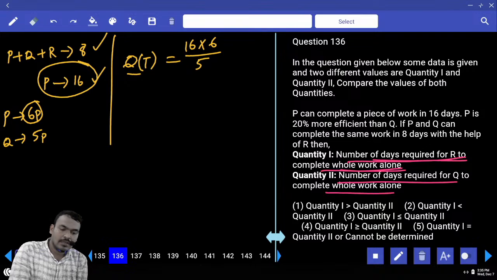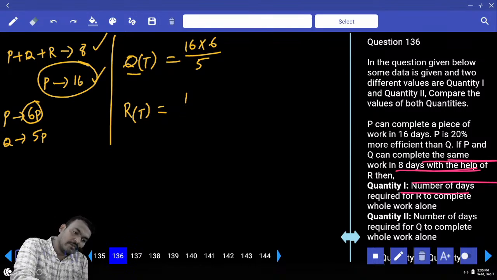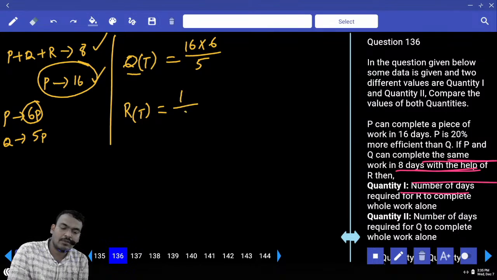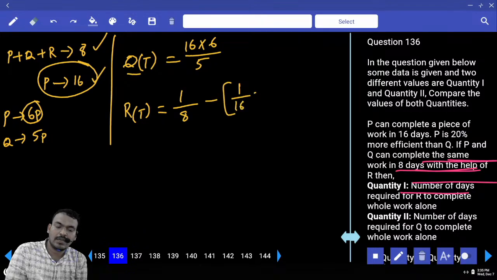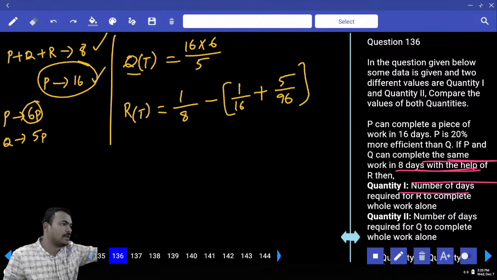We get which one's time? R time, or not? What is the 1 day work of P? 1 by 16. What is the 1 day work of P plus Q plus R? 1 by 8. What is the 1 day work of P? 1 by 16. What is the 1 day work of Q? 5 by 96. Yes or no? P plus Q plus R 1 day work 1 by 8. P 1 day work 1 by 16. Q 1 day work 5 by 96.